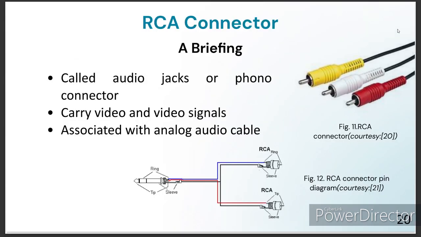RCA connector. It is also known as audio jacks or phono connector. Carry both audio and video signals associated with analog audio cables. RCA connector is color coded. White or black is used for stereo left channel, red is used for right audio channel, and yellow for composite video. The back of the audio and video equipment frequently has this trio of jacks.